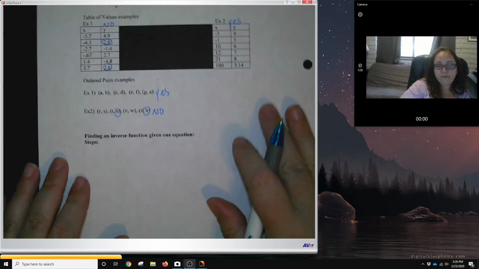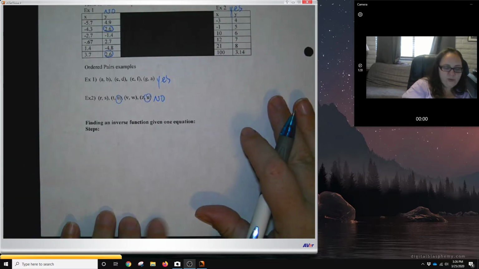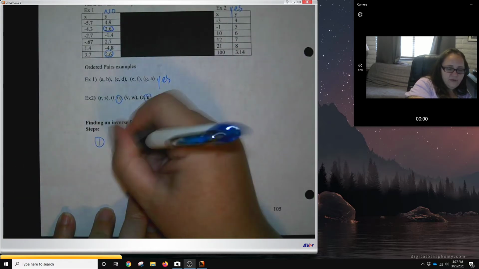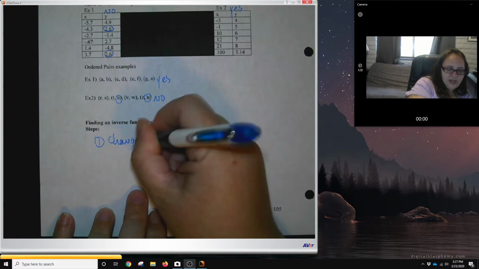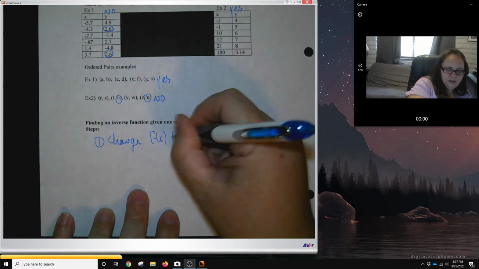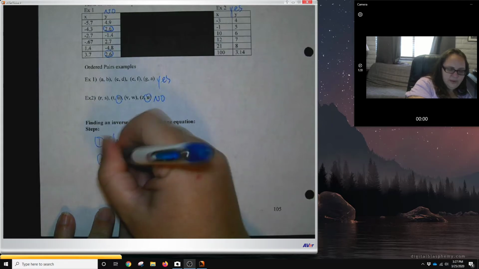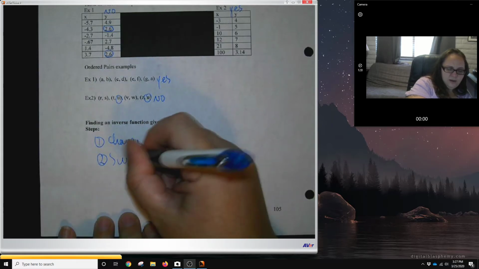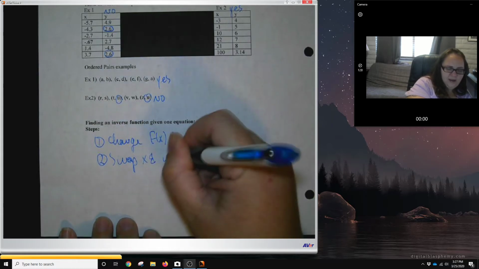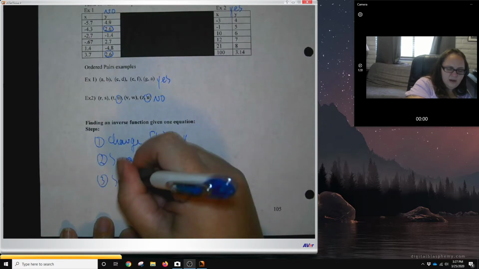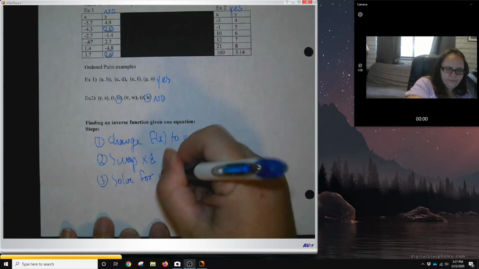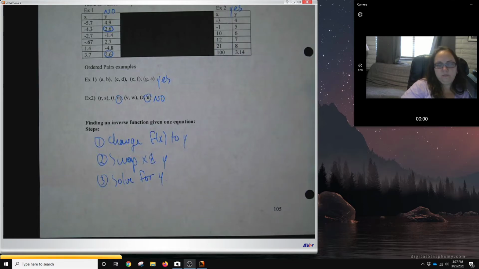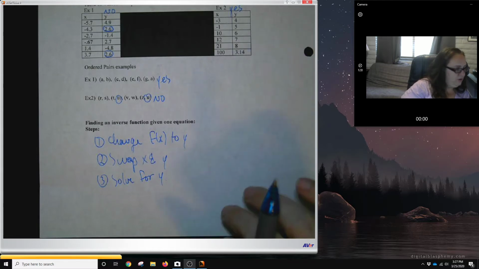Okay, so in order to find an inverse, we follow 3 steps. First, we change f of x to y. Then we swap x and y. Then we solve for y. So let's try it.